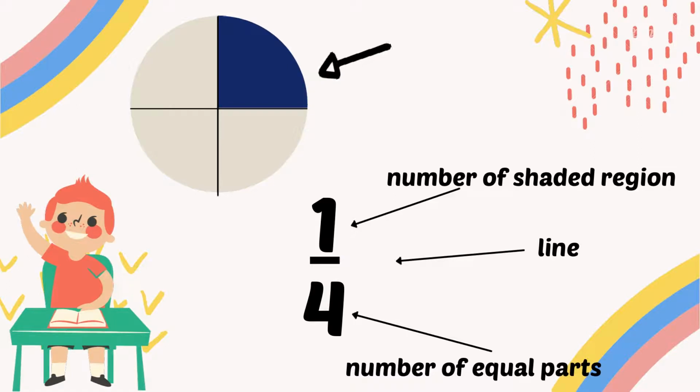That is wrong. Okay. Number 1 is the number of shaded region. Number 4 is the number for all parts in a diagram. Okay. Nombor 4 tu adalah bahagian untuk semua bahagian.